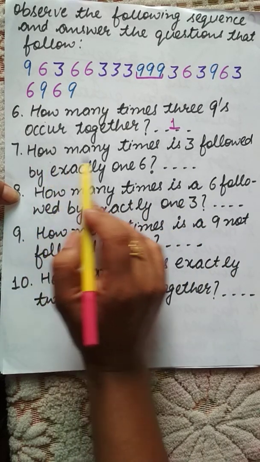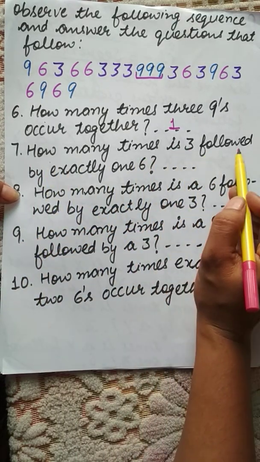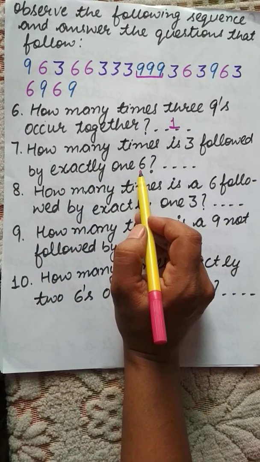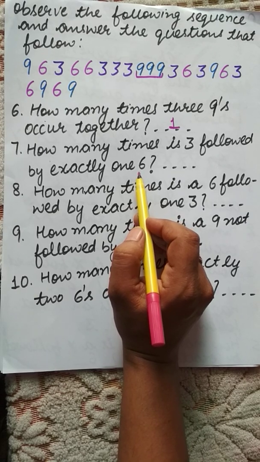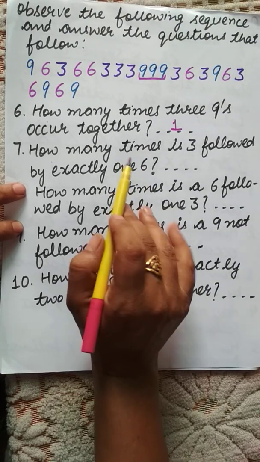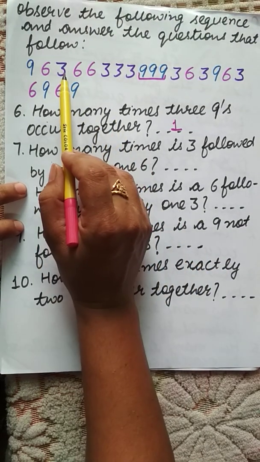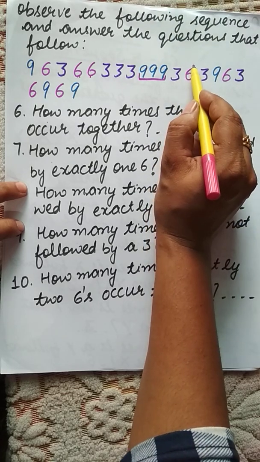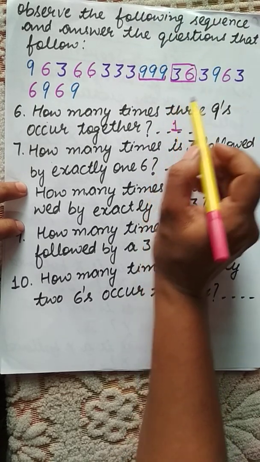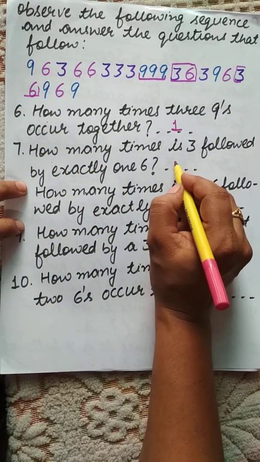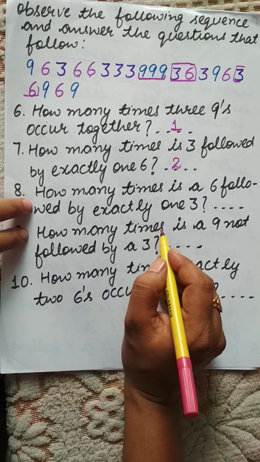Next question is, how many times is 3 followed by exactly 1 6? I have to find out how many times 3 is followed by exactly 1 6. Now I have the options of 3 followed by 6. Here 3 is followed by 6, but we have 2 6s here, so we will not take it. The next option is this one, 3 is followed by 6. Here again 3 is followed by 6. So I have two options where 3 is followed by 1 6.